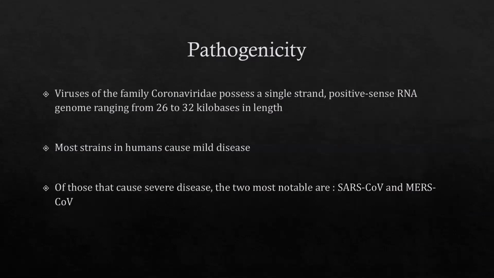We know about coronaviruses in general. They come from the family Coronaviridae and they're single-stranded positive-sense RNA viruses that are typically 26 to 32 kilobases in length. Most strains in humans that we've seen in the past, and sometimes find on our respiratory viral panels in the ICU, cause mild disease. This one is obviously very different in that it causes severe disease. The ones that have caused severe disease in the past that we know about are the two big outbreaks we've had, SARS-CoV and MERS-CoV.